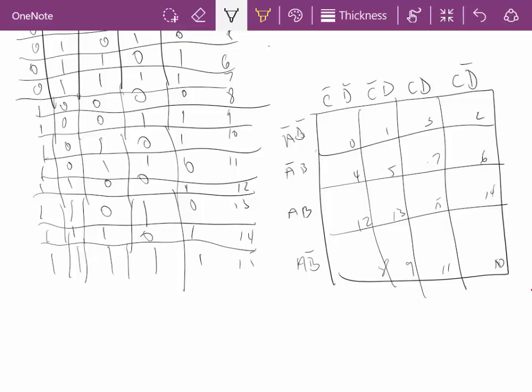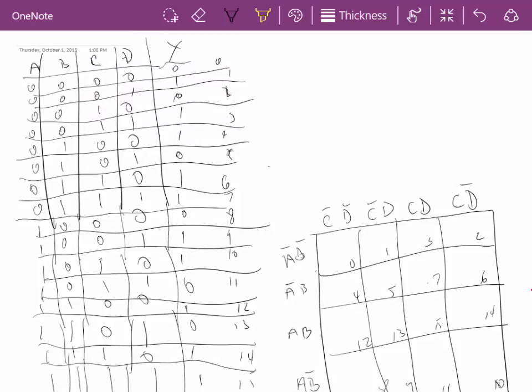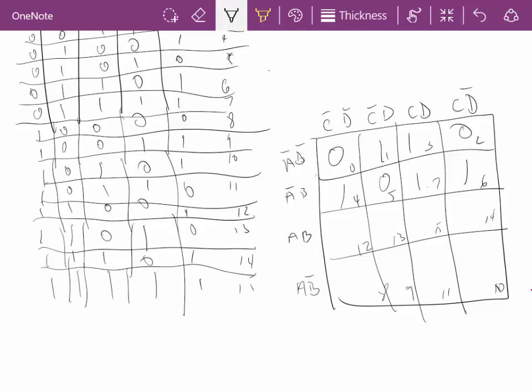All right. Now, I'm going to go through here and hopefully I get this right. 0, 1, 2 is 0, 3 is a 1, 4 is a 1, 5 is a 0, 6 is a 1, 7 is a 1, 8 is 0, 9 is 1, 10 is 1, 11 is 0, 12 is 1, 13 is 0, 1, 1. Okay.